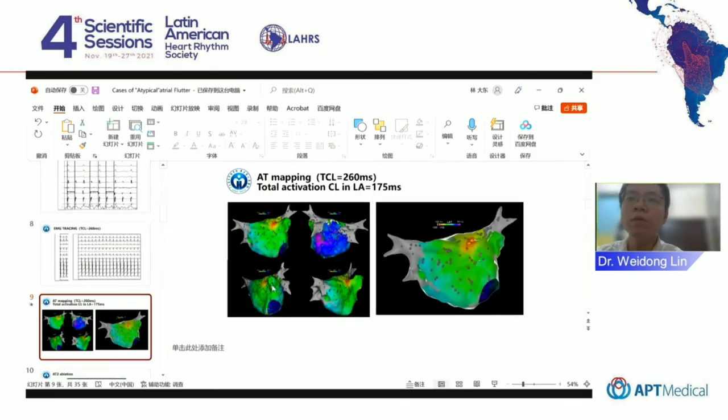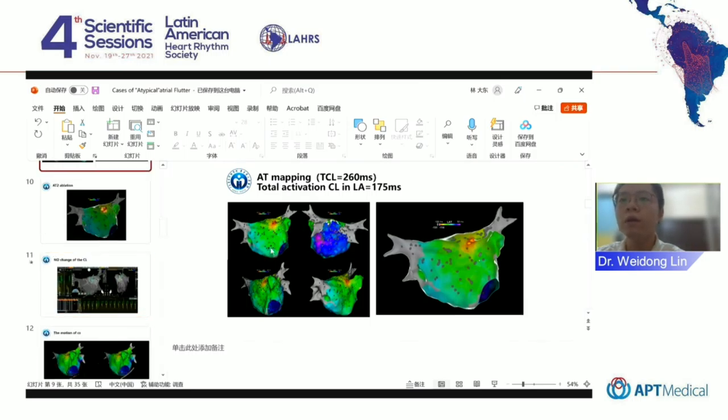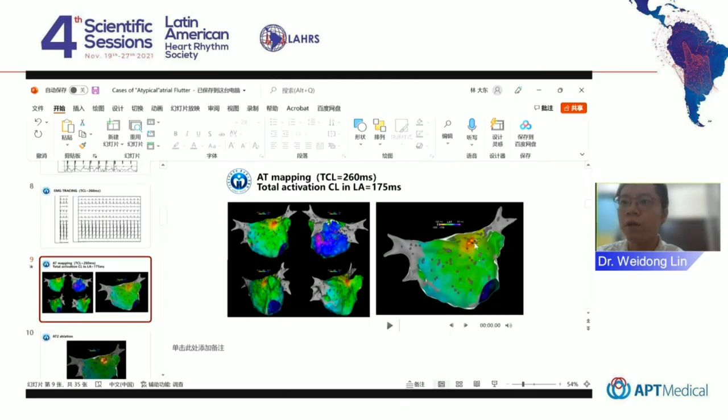So if you see this kind of phenomenon, always remember that there is one easy procedure, which is to do entrainment from the coronary sinus. If it is a Marshall vein reentry tachycardia, coronary sinus entrainment is a very good diagnostic maneuver that can help you find out the mechanism of this kind of tachycardia. When you ablate a focal-like activation here, it changes to here, and then you ablate here, it changes to another place, but the earliest site is all around the left atrial appendage. You have to remember that.